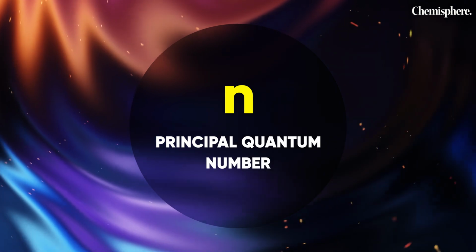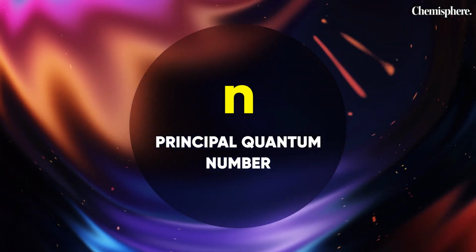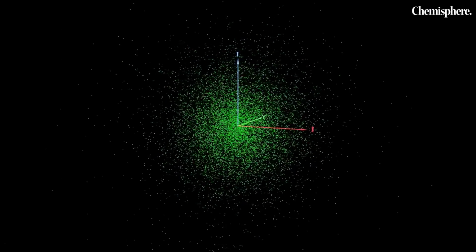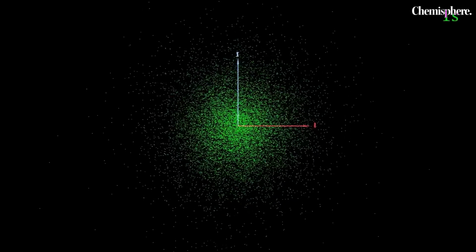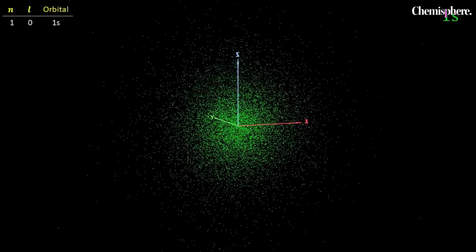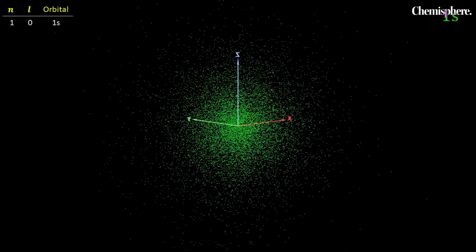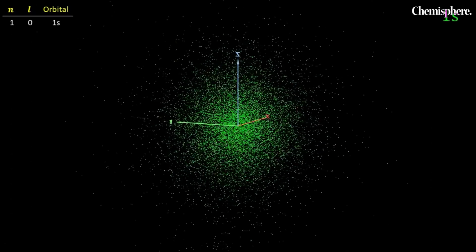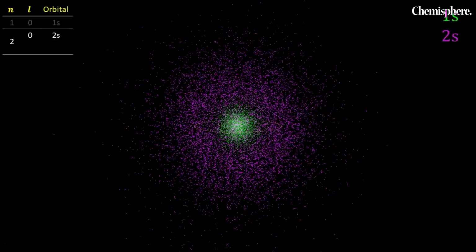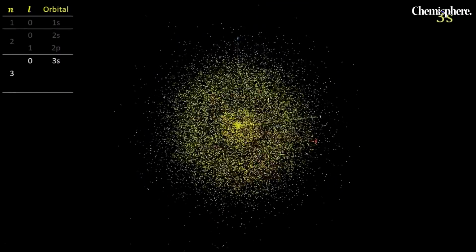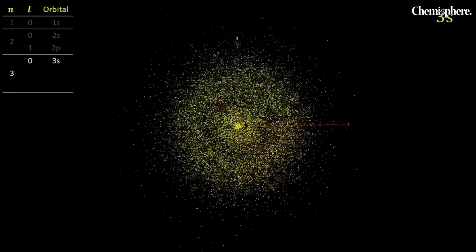The first number, the principal quantum number, means the shell of that electron. We know that every electron lies in a shell, right? So every shell has its own quantum number, starting from the first shell. The first shell has n equal to 1, the second shell has n equal to 2, and the third one has n equal to 3, where n is nothing but the principal quantum number. So in theory, this principal quantum number can go from 1 to infinity.